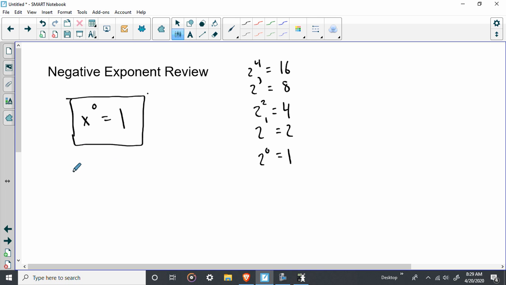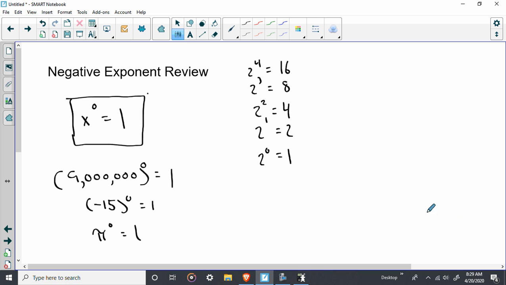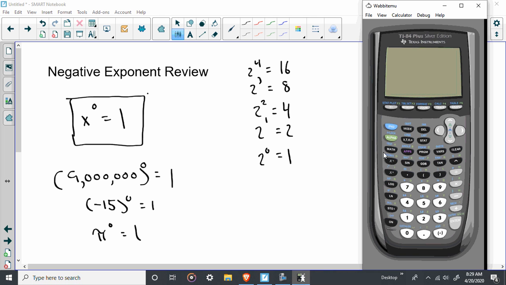If I said, hey, what's 9 million raised to the 0 power? That is 1. Anything. If I said, what's negative 15 raised to the 0 power? That's 1. If I said, what's pi raised to the 0 power? It's 1. And if you don't believe me, you take out your calculator, you turn it on, you say, hey, calculator, what is pi raised to the 0 power? And your calculator will tell you it's 1. So anything raised to the 0 power.